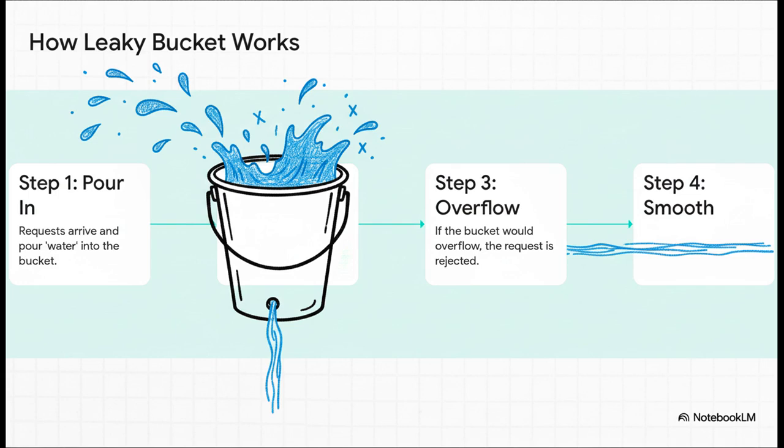And here's the really critical part. If a sudden flood of water comes in that would make the bucket overflow, that water is just gone. It's spilled on the floor. Those requests get rejected. The result is that the stream coming out the bottom is always perfectly smooth, completely protecting whatever is downstream from the chaos at the input.